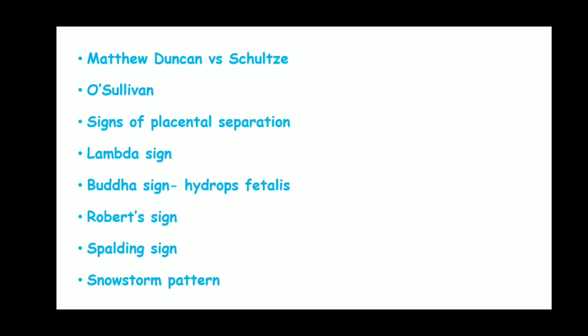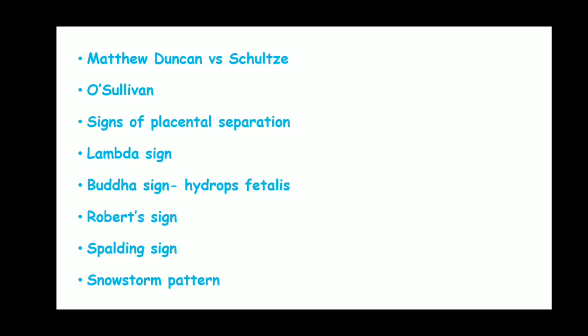Matthew Duncan method versus Schultze method. There are two types of placental separation, marginal and central. The marginal separation is known as Matthew Duncan, and Schultze is the central separation of the placenta. O'Sullivan method is the one you use in case of inversion of uterus. It's a kind of hydrostatic reduction of the inversion. That's known as O'Sullivan method.